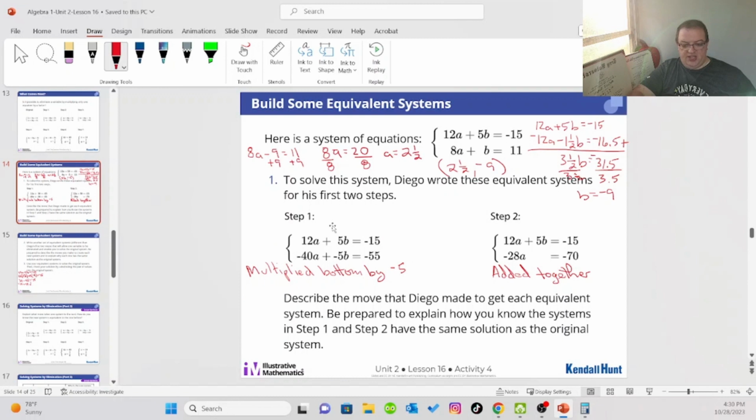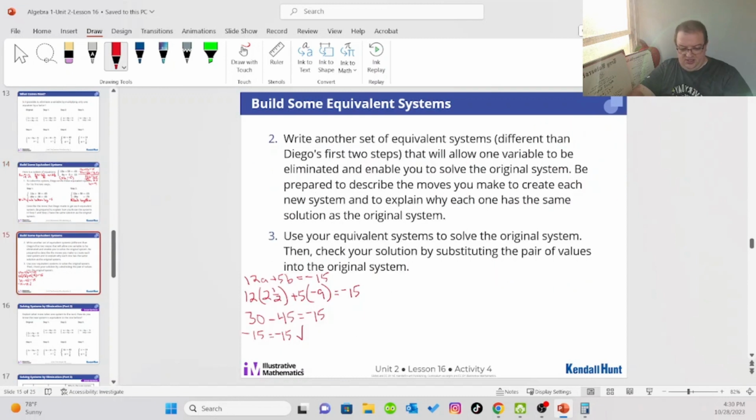The bottom equation was 8a plus b equals 11. So that would be 8 times 2.5 plus -9 equals 11. 8 times 2.5 is 20. 20 minus 9 equals 11. So it does solve our system of equations.